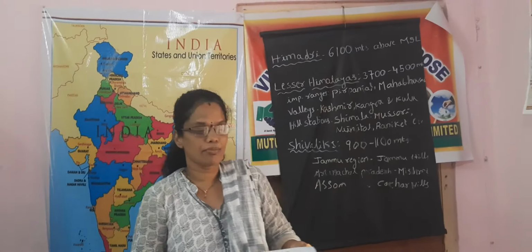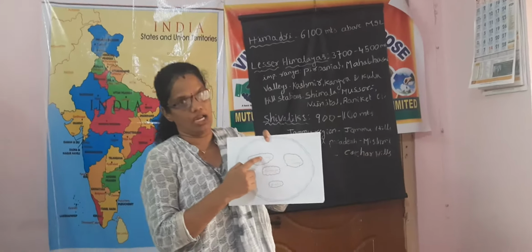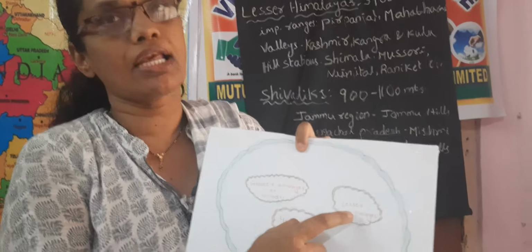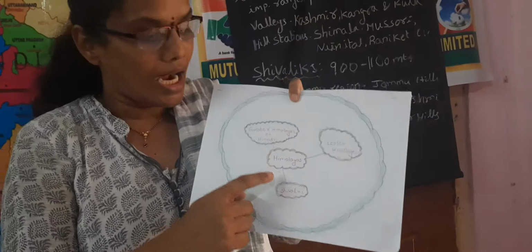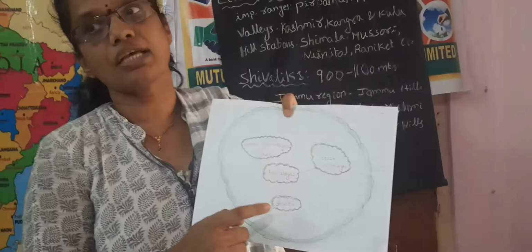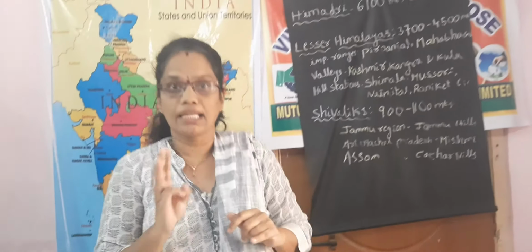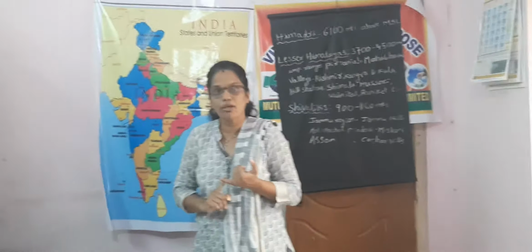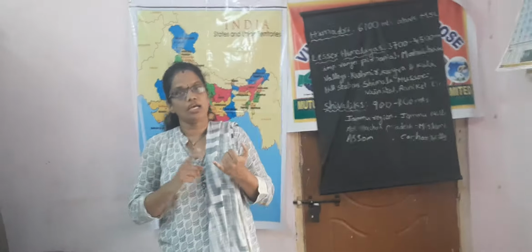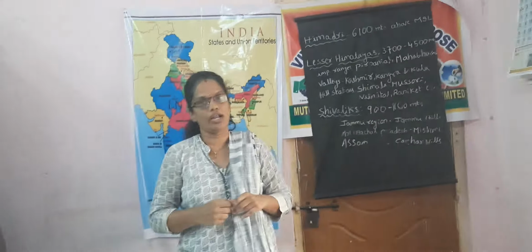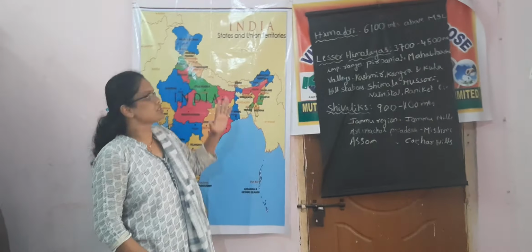The first part is the Greater Himalayas, also called Himadri, the second part is the Lesser Himalayas, and the third part is the Shivaliks, also called the Outer Himalayas. So the Himalayas are divided into three parts: Greater Himalayas or Himadri, Lesser Himalayas, and the Shivaliks, also called the Outer Himalayas. First we will discuss the Greater Himalayas.